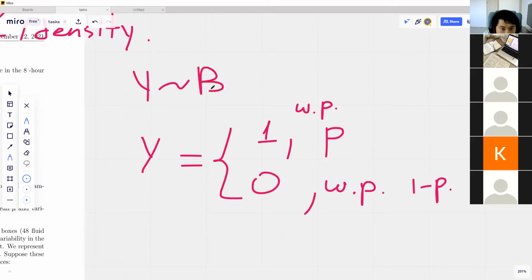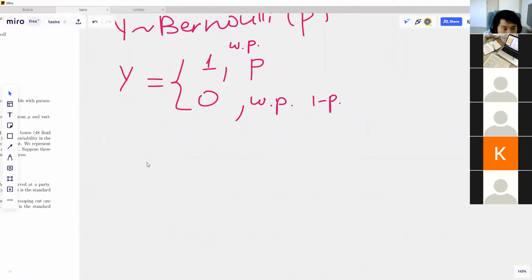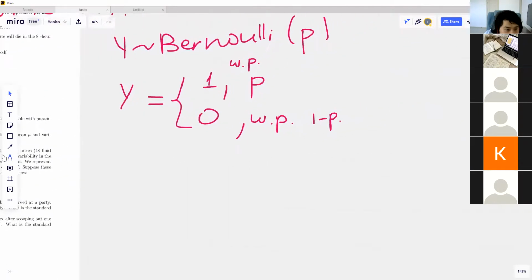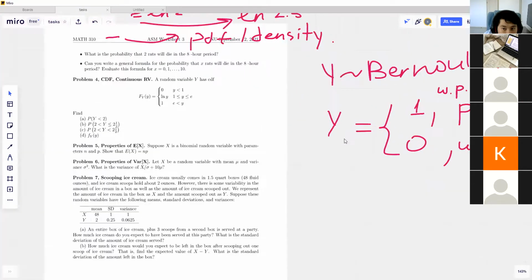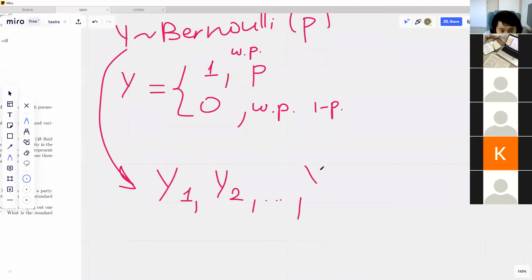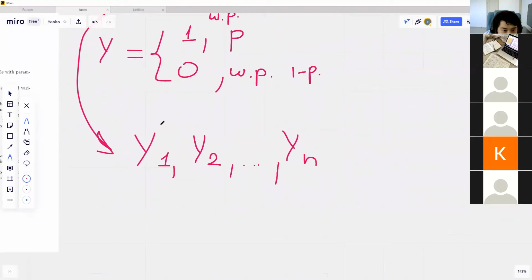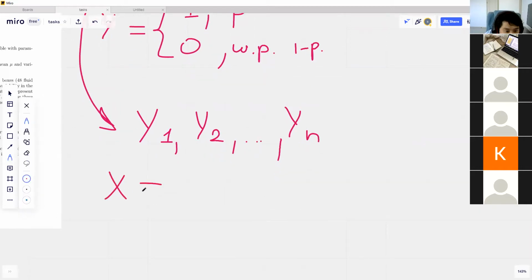Y is a Bernoulli random variable with parameter p, where p denotes the probability of success. Then our random variable X can be decomposed into n independent Bernoulli trials. So let's say we have Y1, Y2, and so on, Yn. These are independent coin tosses. They will take the value of 0 if, let's say, the coin lands on tails, and the value of 1 if the coin lands on heads, and so on. Then random variable X is going to calculate the sum of these Yi's.